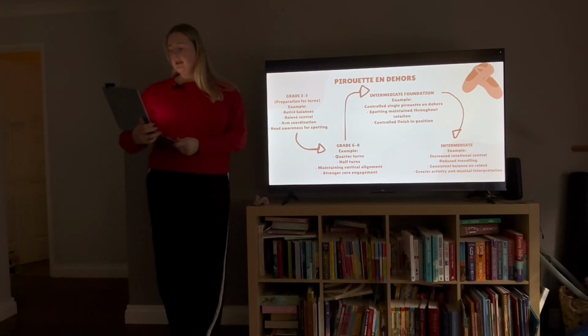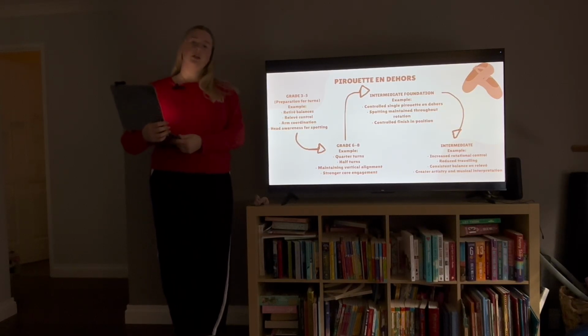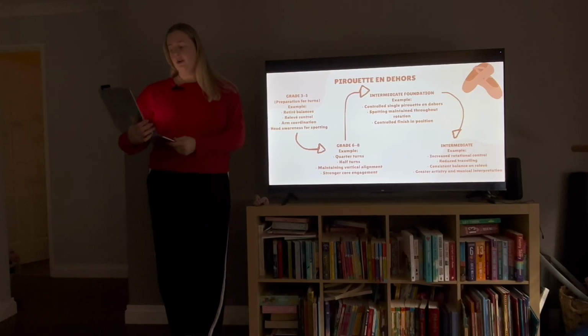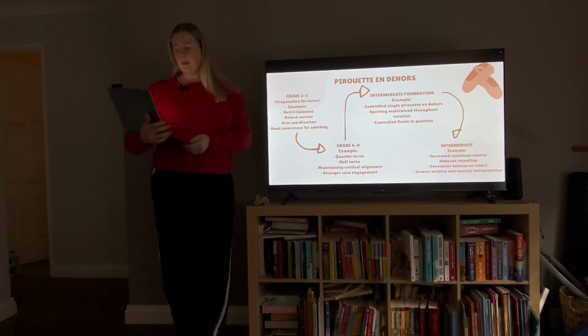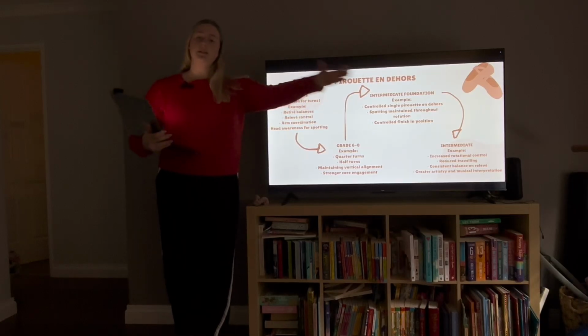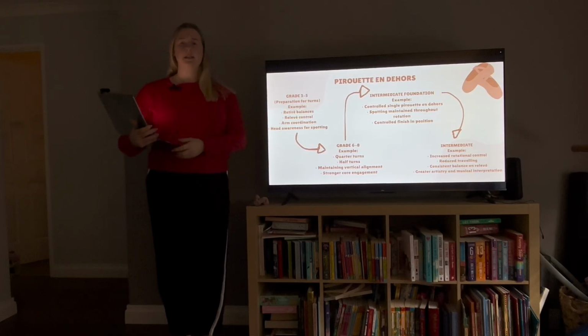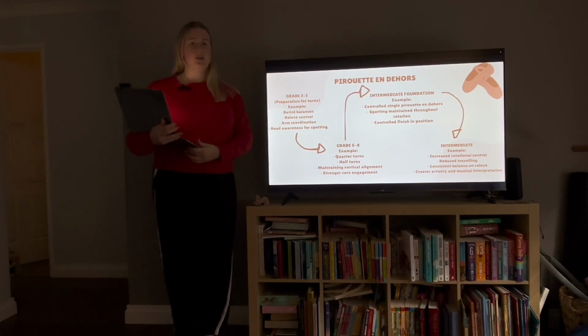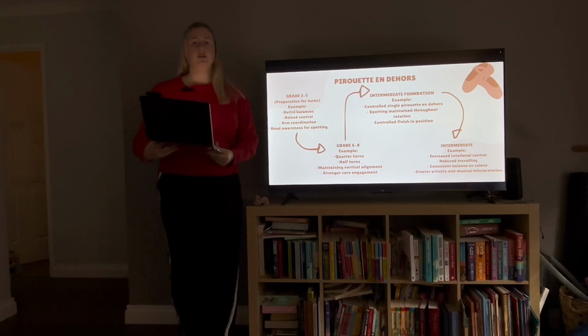We then move on to intermediate foundation, where they start to learn about controlled single pirouettes en dehors and en dedans, which then they're still talking about their spotting. This is now on one leg, so students really need to maintain their core alignment, postural alignment, and their strength, which then finish in controlled positions. I will now show a demonstration with an intermediate foundation student.